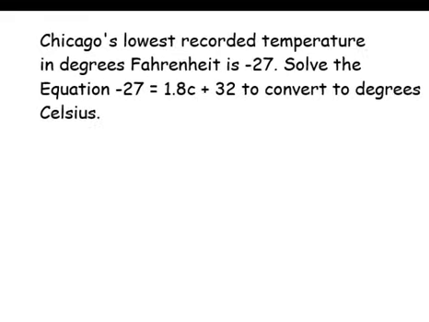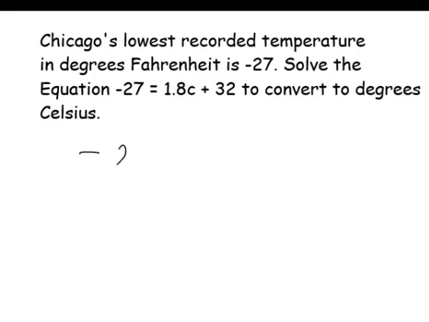Just a little word problem on how we can actually use these two-step equations and multiple equations from there on, you'll see. So Chicago's lowest recorded temperature in degrees Fahrenheit is negative 27 degrees. Wow. Solve the equation negative 27 equals 1.8 times C plus 32 to convert to degrees Celsius. Well, this should be rather easy because they already wrote out the equation for us. Okay, so all we have to do is use our fancy skills that we used in the previous examples so we can solve this one.